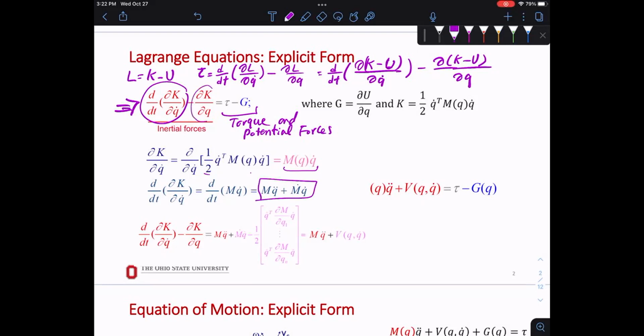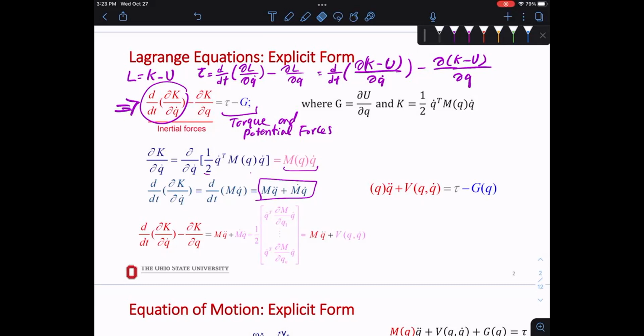Now, the second expression is the partial derivative of K, our kinetic energy, with respect to q. What was our K? 1/2 q dot transpose M(q) q dot. The q dots are not functions of q. The only thing that you can get the partial derivative of is M. So I can rewrite that as this: 1/2 is fixed, q dot transpose, I can bring the partial derivative inside. As you can see, I'm trying to come to a form that's familiar to me.